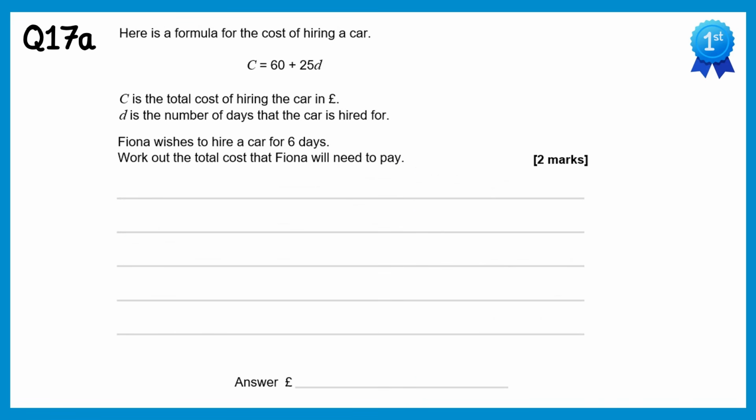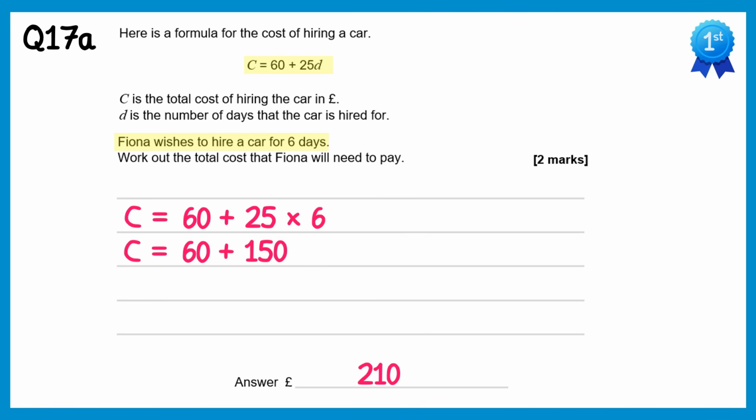For this question we have a formula, cost equals 6d plus 25d, where d is the number of days. We're told that Fiona wants to hire the car for 6 days, so we just need to replace the d in the formula with 6. So we end up with cost equals 6d plus 25 lots of d, which is 25 times 6. Since we have a multiplication here, we need to do that before the addition, so it's cost equals 6d, then we'll do 25 times 6, which is 150. Then 60 plus 150 is £210.